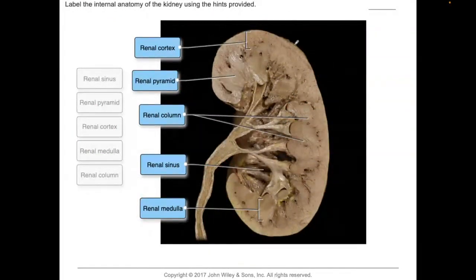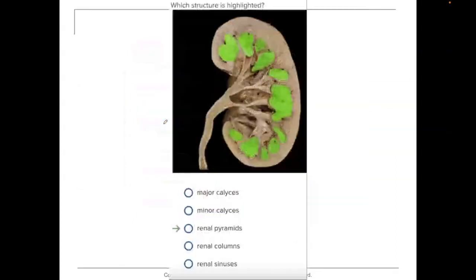Okay, now we're looking at the same stuff on a dissected kidney. Again, it's like a drag and drop. We know the outer part is called the renal cortex. The inner part, where we have the medulla, is the medulla when it's this way. But this right here is a pyramid, the renal pyramid. In between each pyramid we have renal columns, and those little cavities are called renal sinuses.